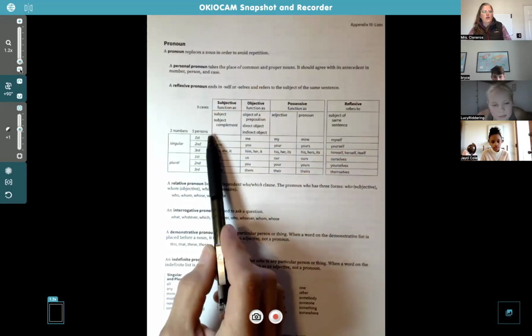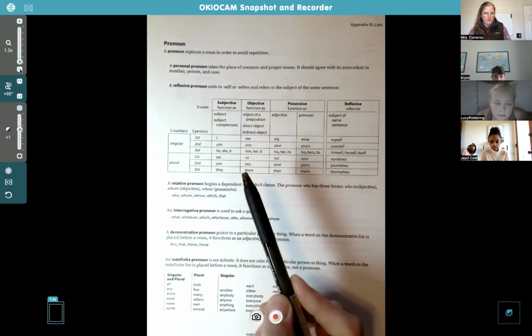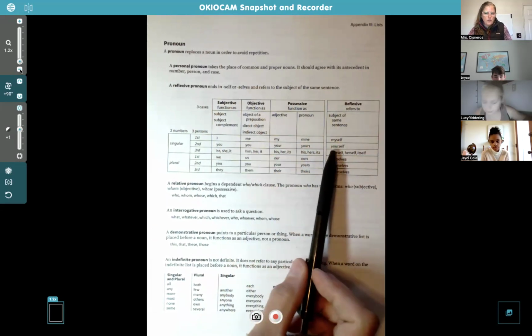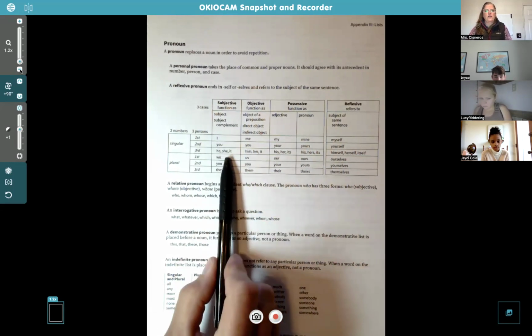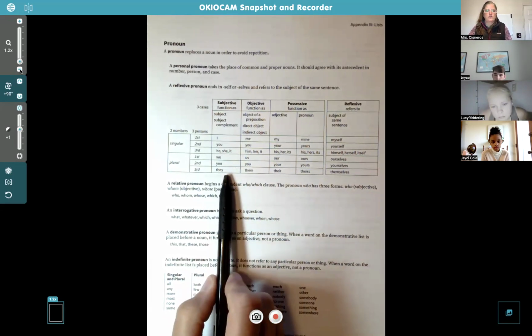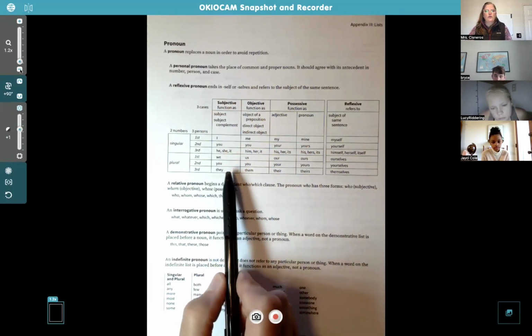But in a story, there are different persons. When you write a story, how you address talking to someone or the words that you use in the speaking parts. So the first column here is subjective. This is when this is the subject of the sentence: I, you, he, she, it, we, you, and they.